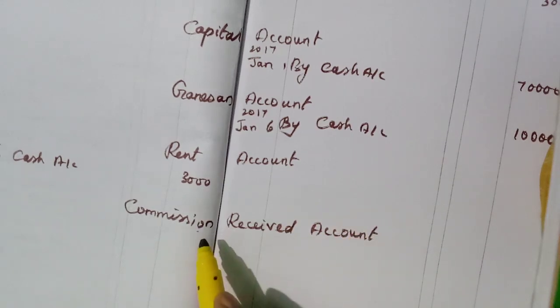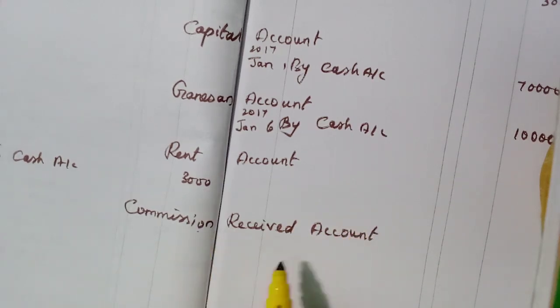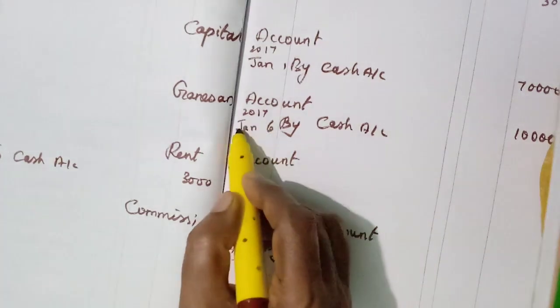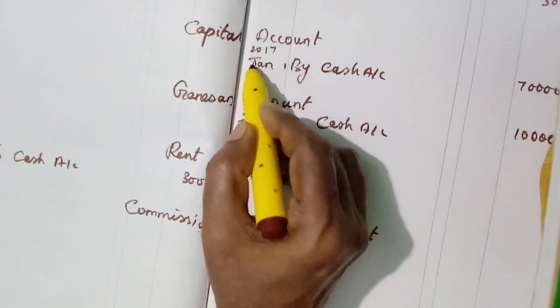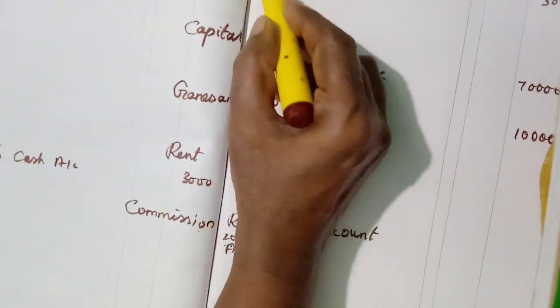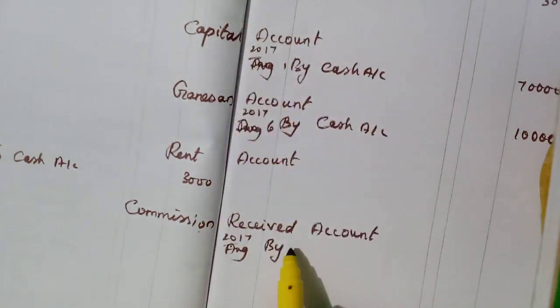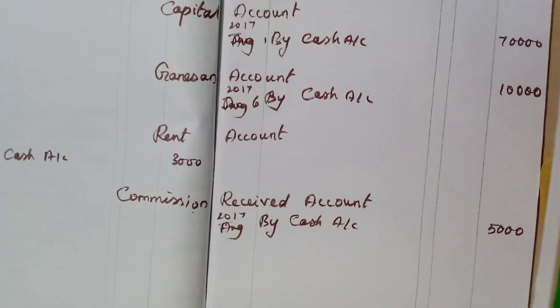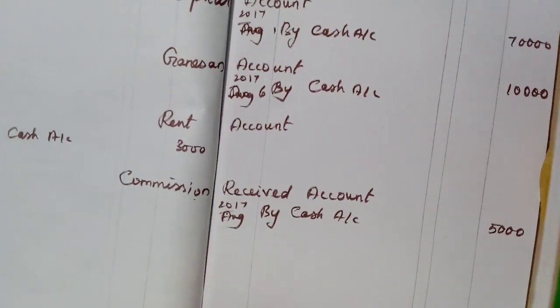Commission received account is credited. So credit side by cash. So write the date. August, isn't it? By mistake I have written many places Jan. Okay, by cash account 5,000. Okay, that is one problem.